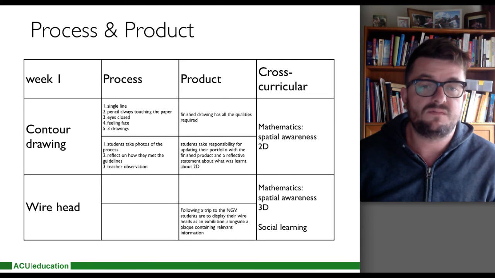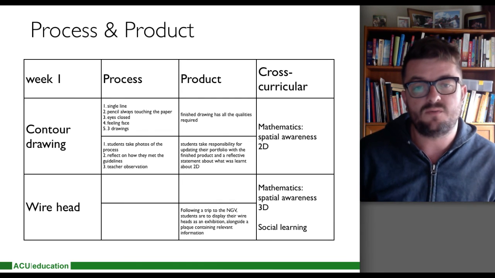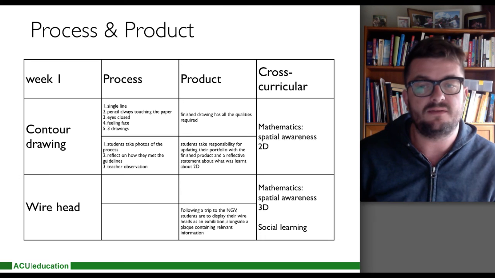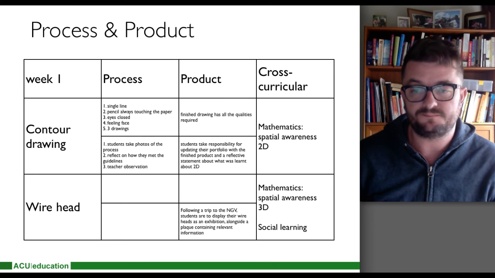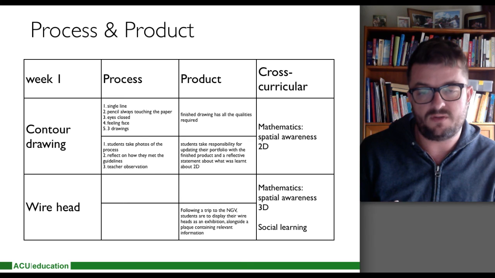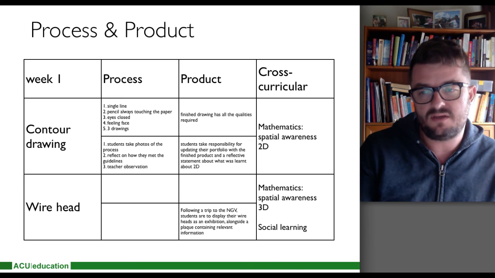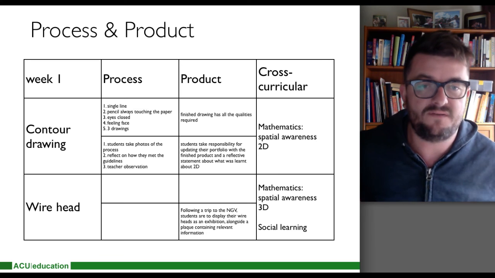You might even ask them to write a short reflective statement connecting their learning to the cross-curricular idea. So what have they learned about two-dimensionality through that process? And that would also connect really nicely to the wire-head one as well with three-dimensionality. So complete the process for week 1 and the other weeks, and then just looking at the wire-head one, I put an idea there about how you could assess the final product.